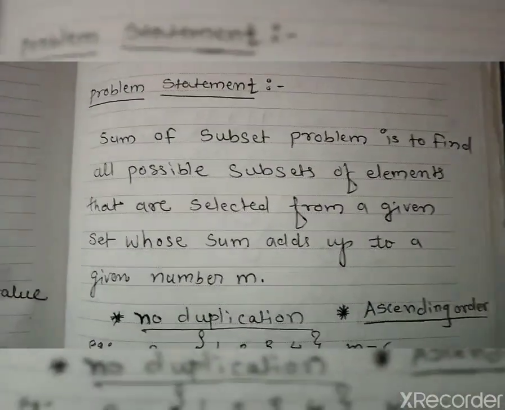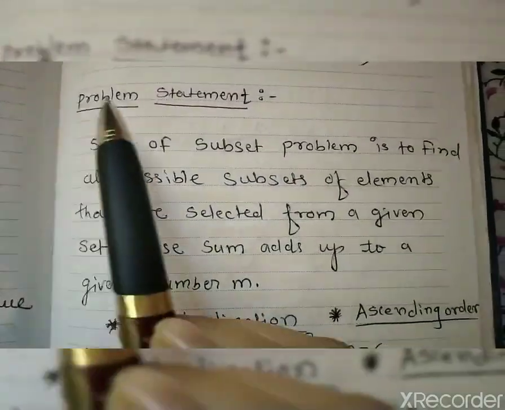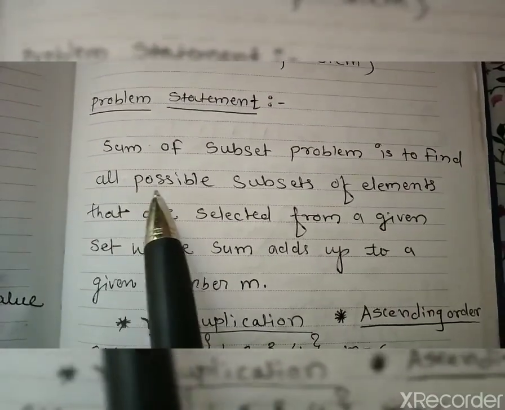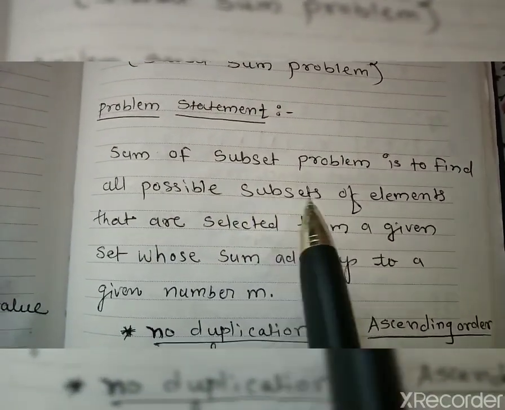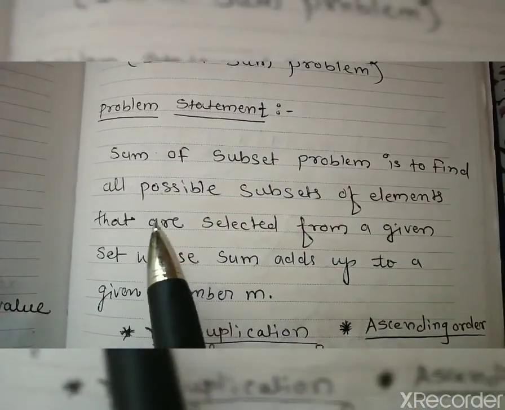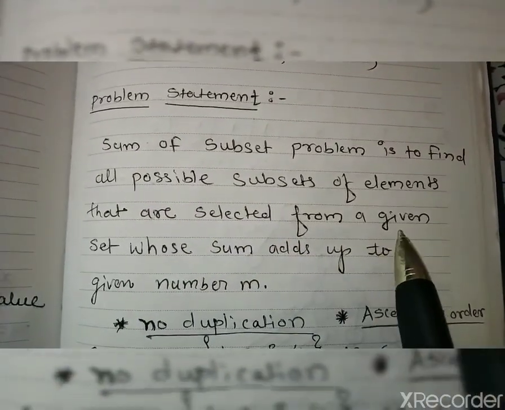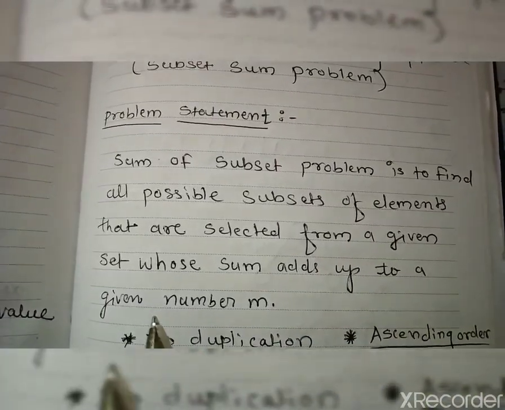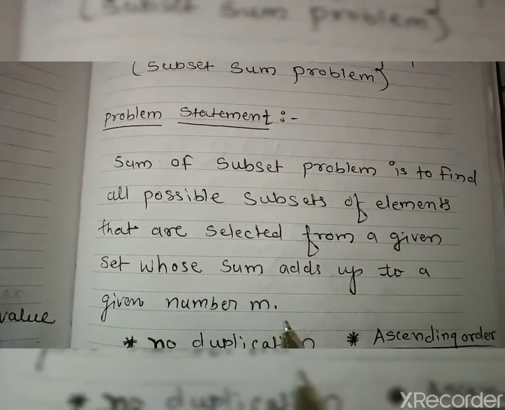The problem statement says that the sum of the subset problem is to find all possible subsets of elements that are selected from a given set whose sum adds up to a given number m.